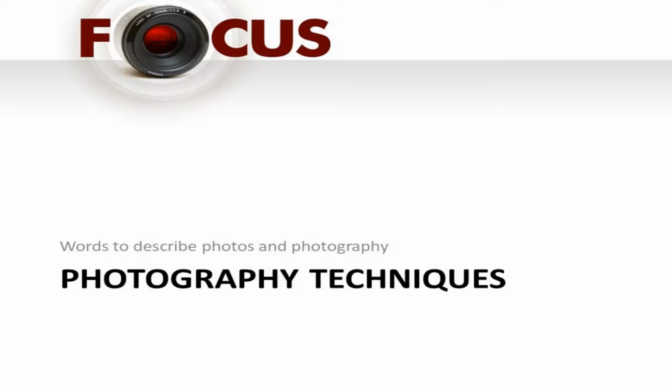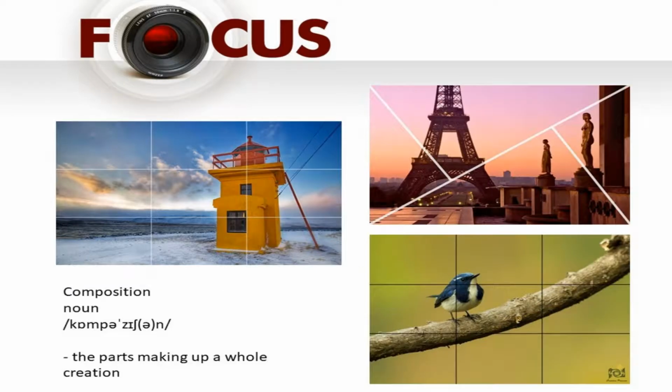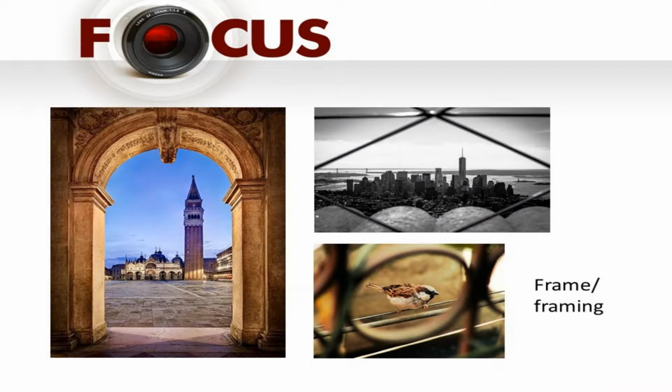Let's dig a little deeper here and talk about photography techniques. Again, you don't need to be an expert here, but having a knowledge of this vocabulary can be useful. Here we can see some different ways to arrange our photos, and when we do this, we call it composition. Composition. The next word that you might need to know if you're going to talk about photography a little more is the word frame or framing.